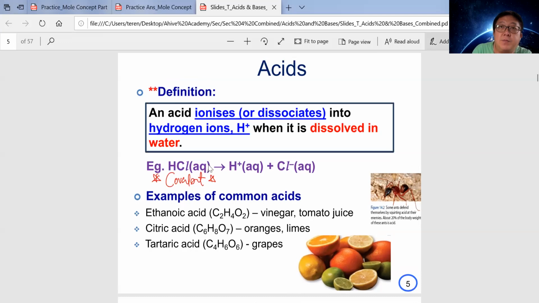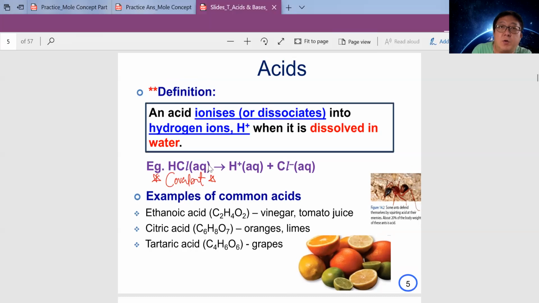Cl minus over here, right? We call it a simple ion. One element only. Okay. Then NO3 minus, right? These are complex. Complex means it's made up of more than one atom. Your syllabus does not require you to draw the complex ion dot and cross diagram.